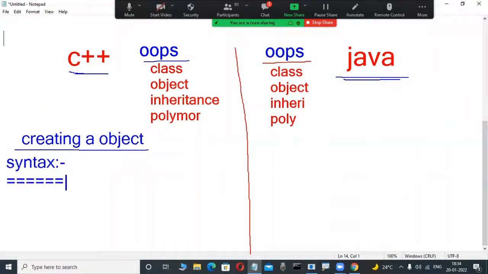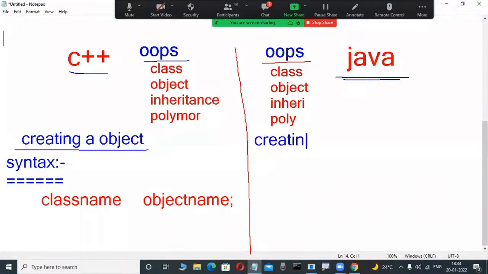What syntax do they give in C++? Slowly observe, here is the difference: class name, space, object name. This is the syntax to create an object from the class in C++. Suppose we want to create an object in Java also. Now observe here. They want to create an object of some class, don't worry what that is.